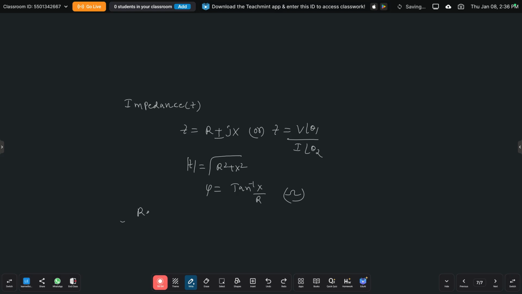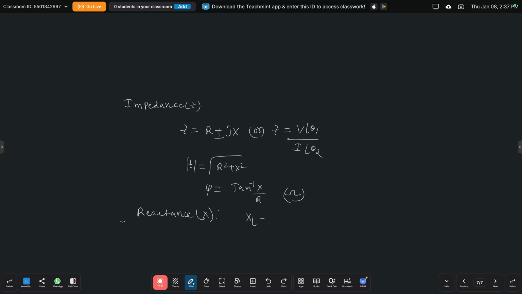Now the reactance. The reactance is denoted with X. So how do you define the reactance? The reactance is nothing but the opposition offered by the reactive components, that is the inductor or the capacitor, in an AC circuit for the flow of current through it. It is called reactance, right? So this imaginary part of the impedance is simply the reactance.